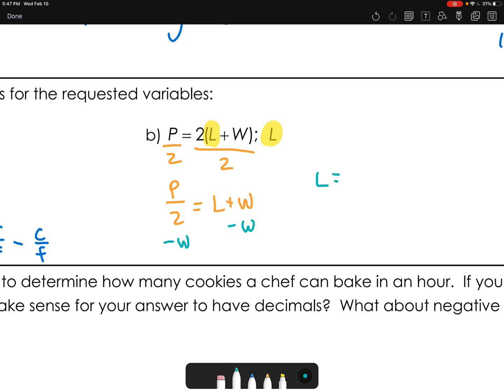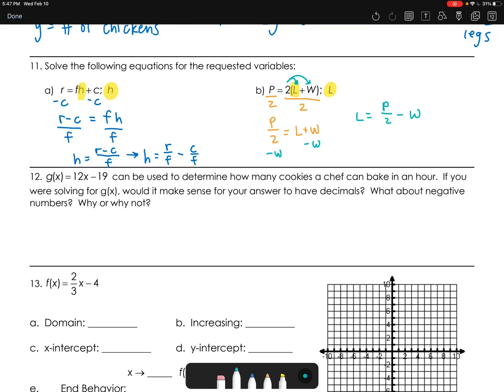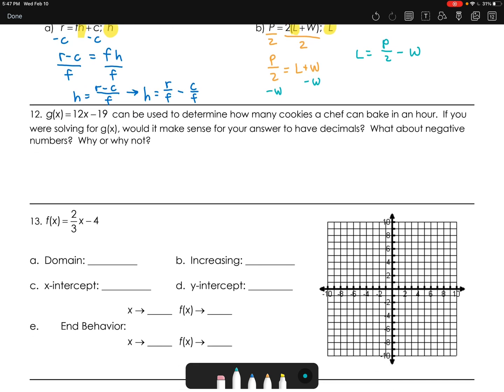Let's use a different color to subtract W. And I'm left with L equals P over 2 minus W. If you distributed the 2, that's totally okay. No worries in that. You're just going to save your division for the end instead of at the beginning. Okay? Okay, number 12. Here's this function.